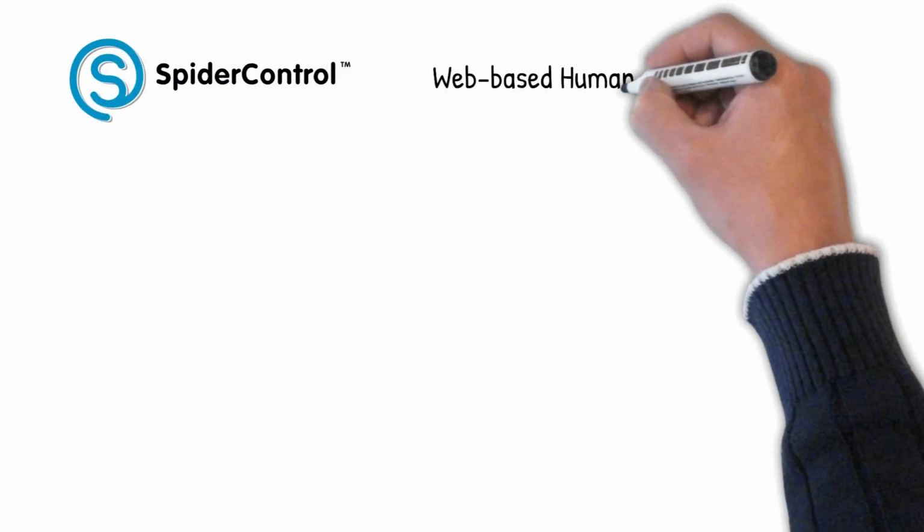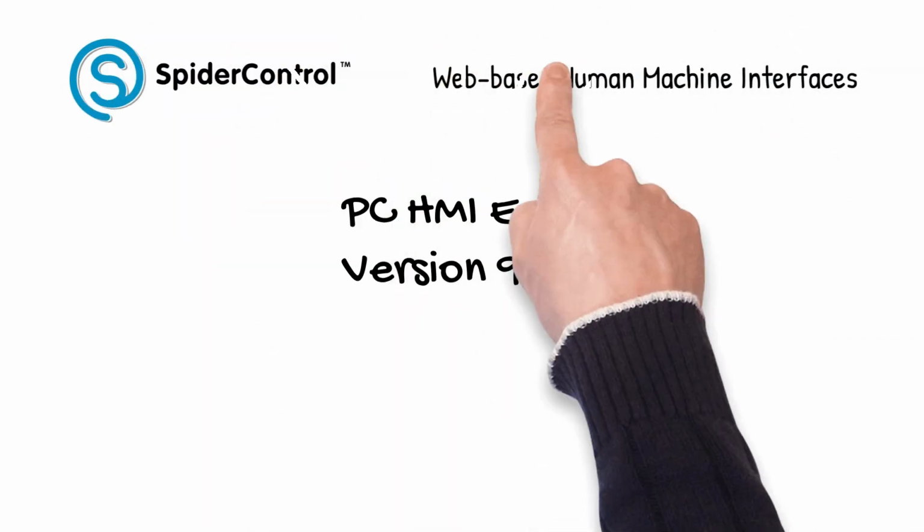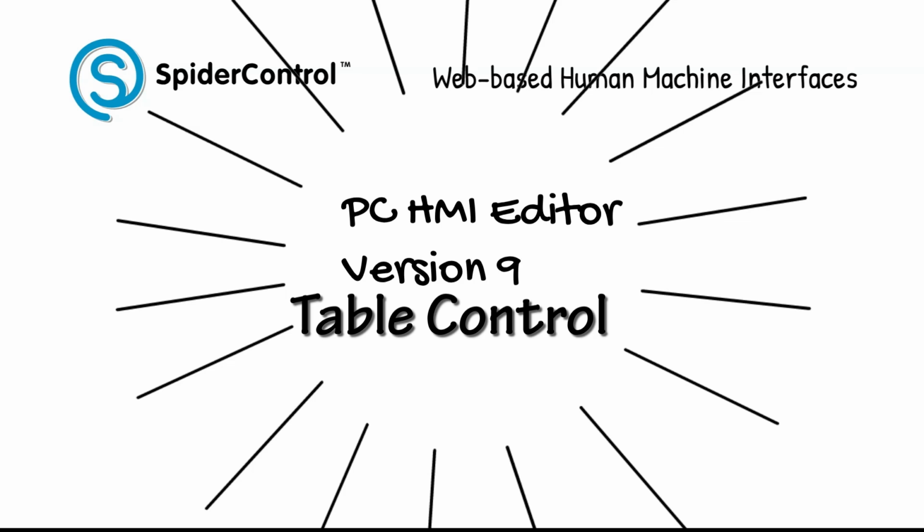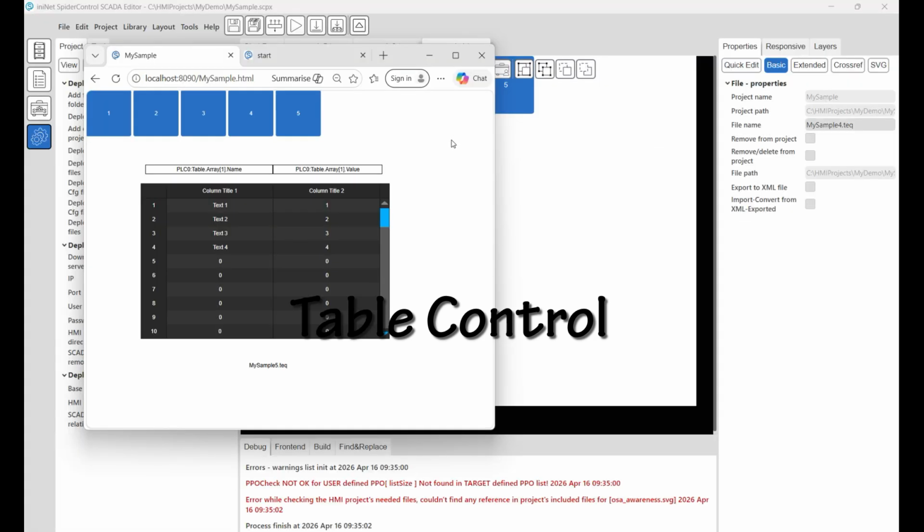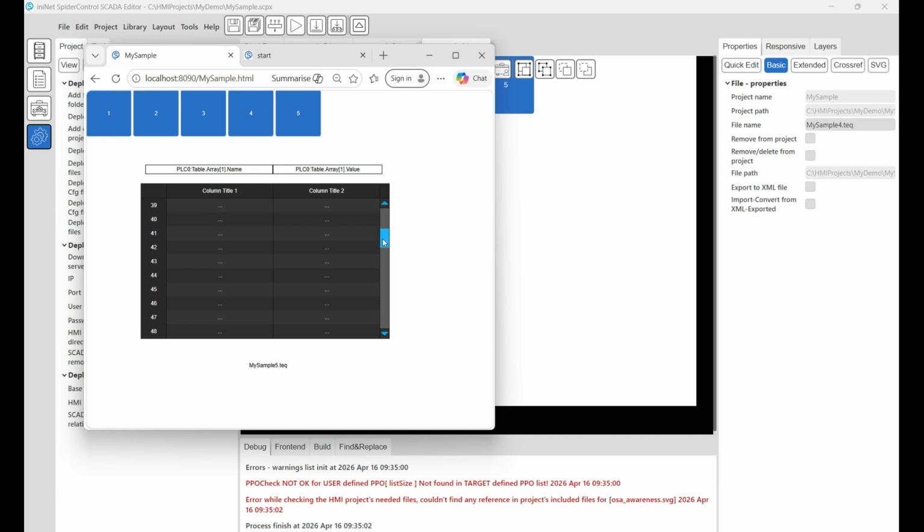In this video we would like to show how you can create a table control which is able to display the contents of an array which has several properties, and it will show it in a table and you can scroll it. You can display or also modify the elements of the array.